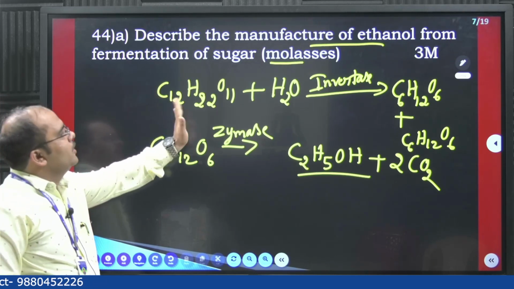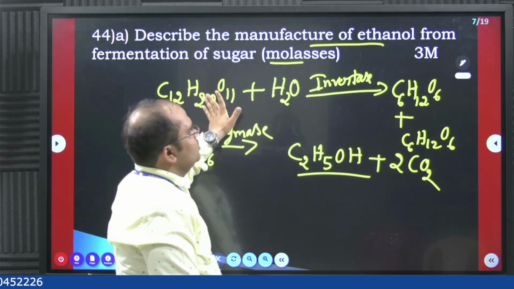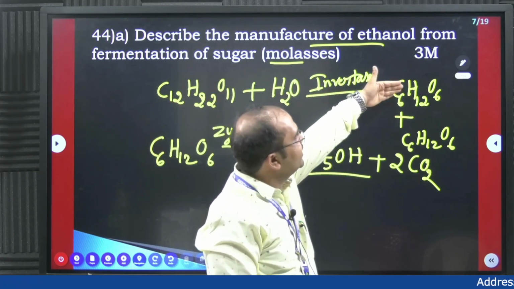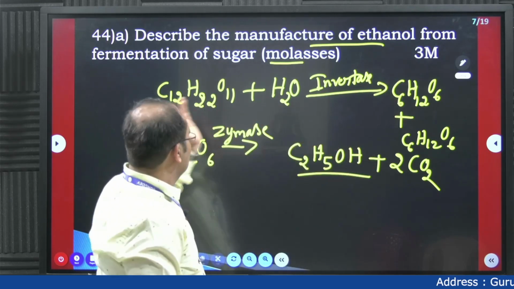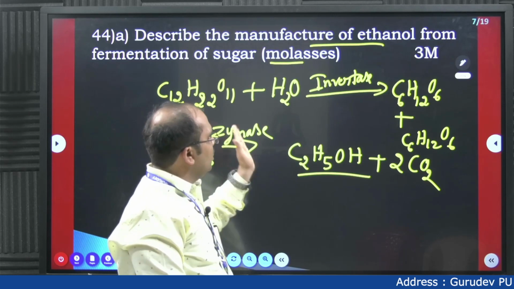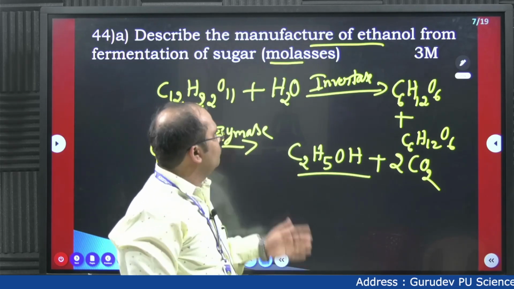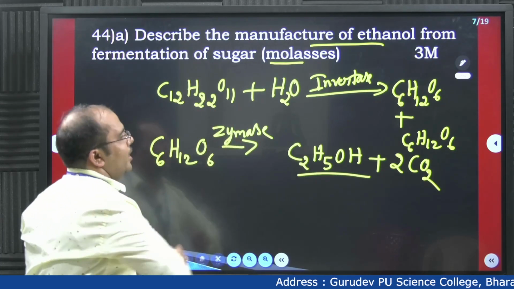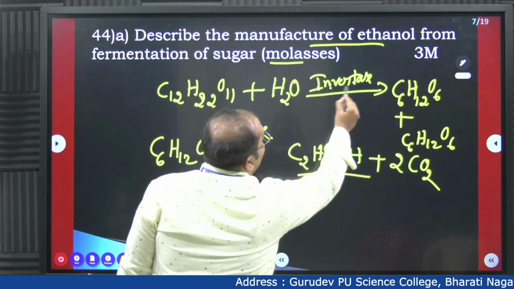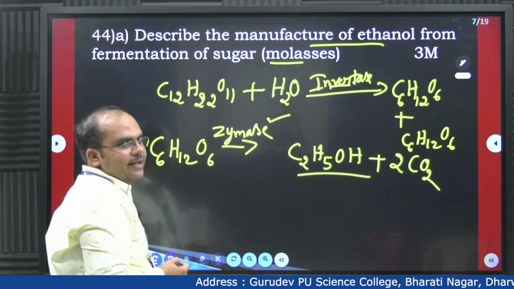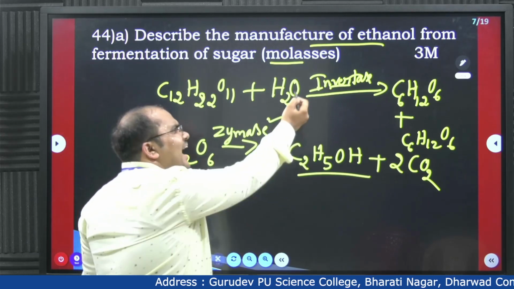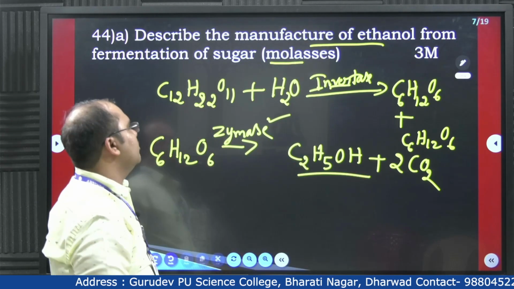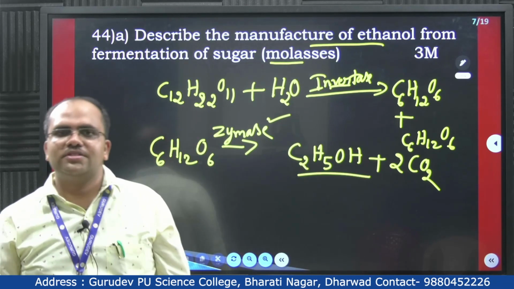Dear students, first we take the sucrose or sugar, which undergoes hydrolysis in the presence of the invertase enzyme. It splits into two forms, glucose and fructose. That glucose or fructose undergoes fermentation in the presence of the enzyme zymase, forming ethanol. My dear all, you may get confused about which enzyme to write first. As per alphabetical order, I comes first, so use the invertase enzyme. Next is Z, use the zymase enzyme.